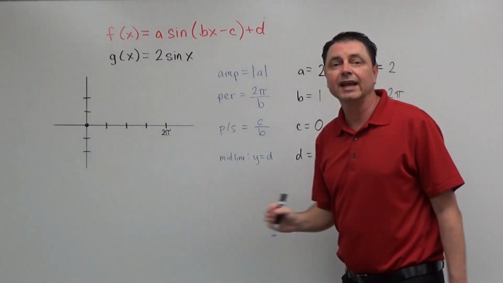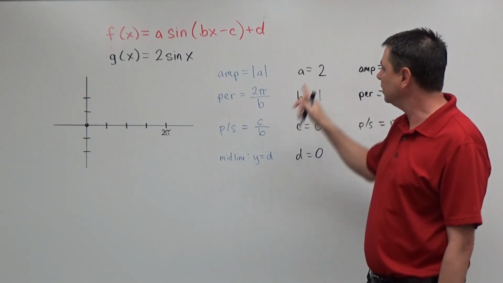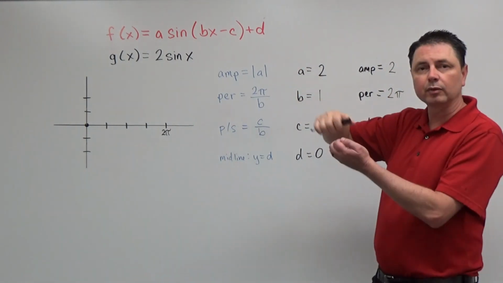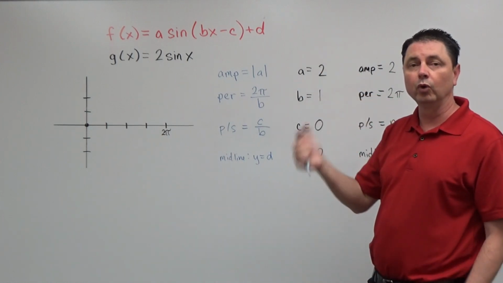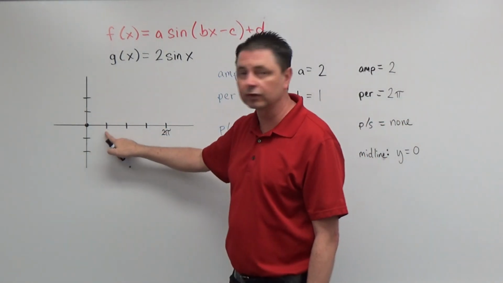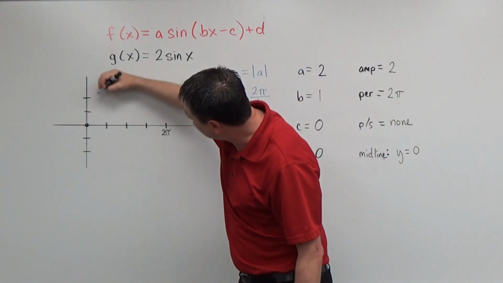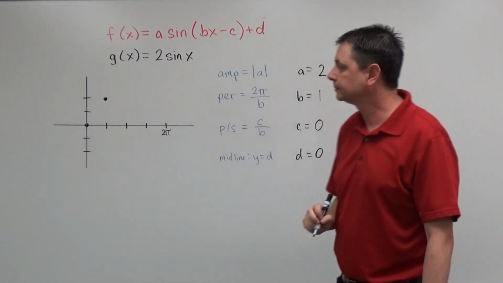And then at the next key point, it was up at its maximum value of 1. But this time, the a, remember, is also a vertical stretch. So we're going to stretch that point from 1 to 2. 1 times 2 is 2. So at pi over 2, instead of being at 1, we are now stretched up to 2.